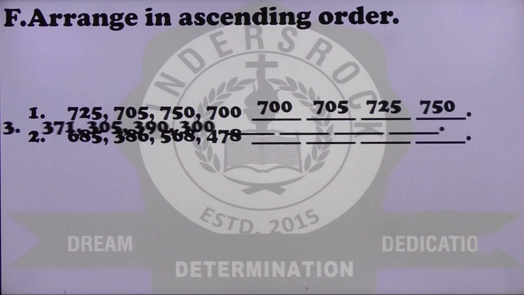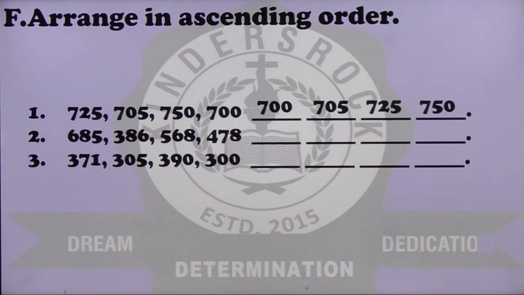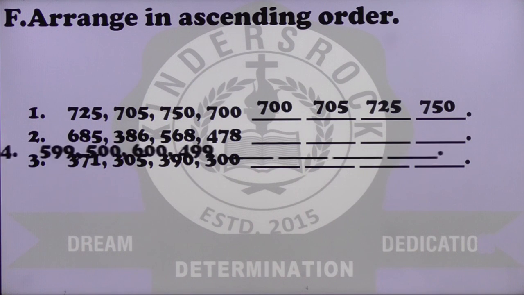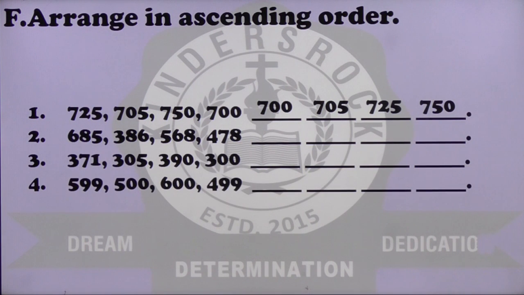Okay. There we have another series of numbers. 371, 305, 390, 300. Which one is the smallest? Another series of numbers. 599, 500, 600, 499. So छोटे से बड़ा. जो सबसे छोटा होगा वो पहले लिखेंगे और जो सबसे बड़ा होगा वो आगे.